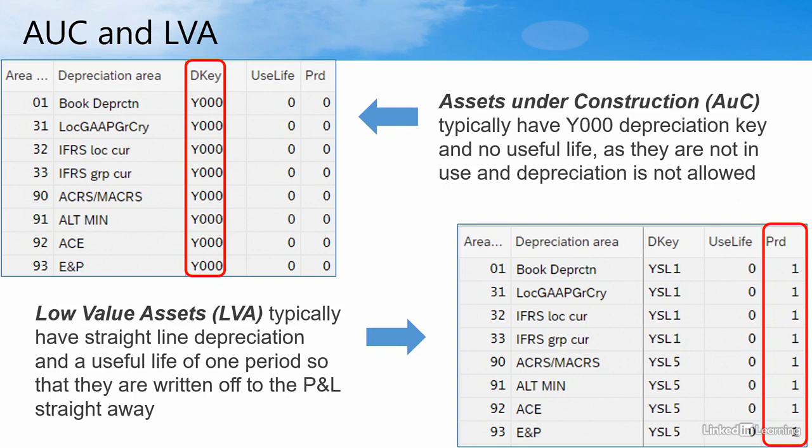The asset under construction has a special key to ensure no depreciation is charged, and the low-value asset would normally have a useful life of 1 period to ensure that it's charged to the P&L straight away. Low-value assets are those that are important enough that you want to keep a register of them, but below the corporate or country limit for fixed assets. With the whole value charged as depreciation in 1 month, the effect is the same as if the cost had been expensed directly.